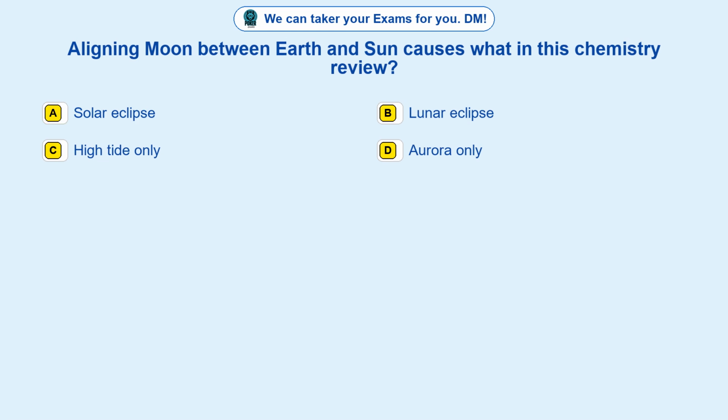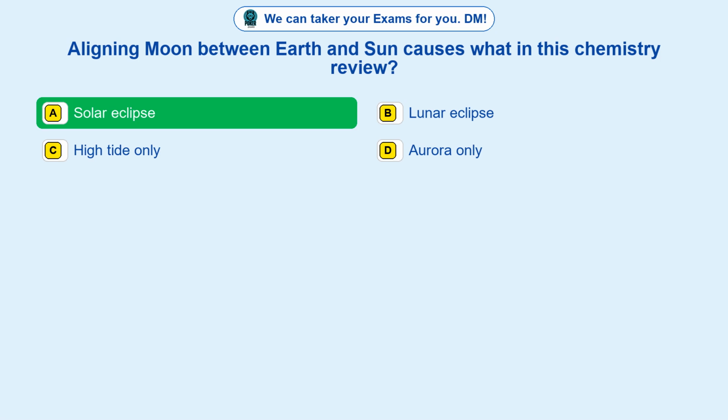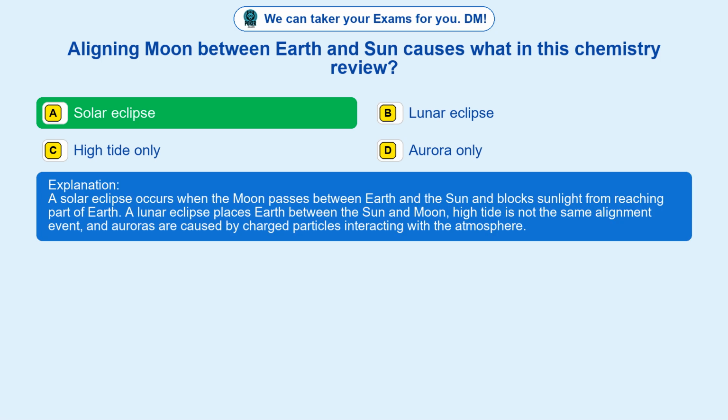Question 92. Aligning moon between Earth and Sun causes what in this chemistry review? Option A, solar eclipse. Option B, lunar eclipse. Option C, high tide only. Option D, aurora only. The correct answer is option A. Solar eclipse. A solar eclipse occurs when the moon passes between Earth and the Sun and blocks sunlight from reaching part of Earth. A lunar eclipse places Earth between the Sun and Moon. High tide is not the same alignment event, and auroras are caused by charged particles interacting with the atmosphere.